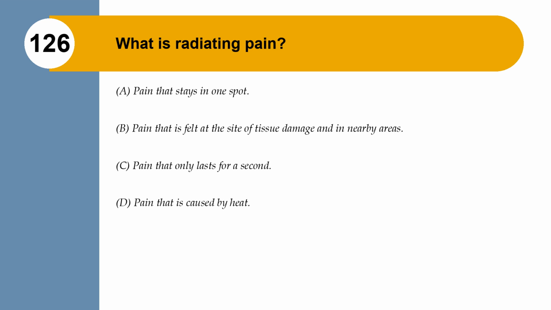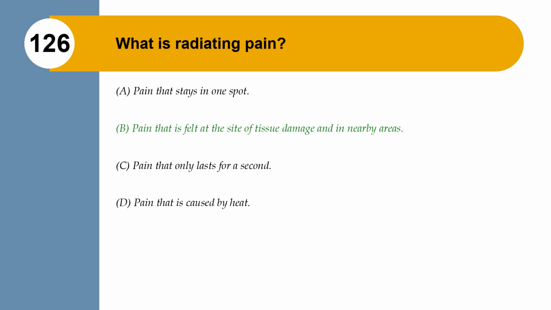Question 126. What is radiating pain? Option A, pain that stays in one spot. Option B, pain that is felt at the site of tissue damage and in nearby areas. Option C, pain that only lasts for a second. Option D, pain that is caused by heat.